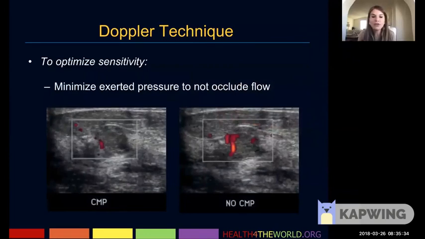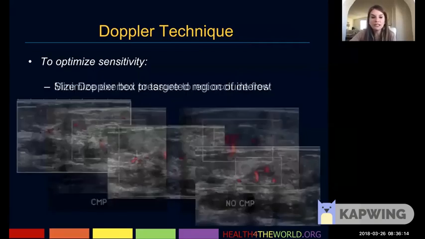We talked about earlier how compression is important to really make sure that posterior acoustic shadowing isn't artifactual. The one comment is if you use a lot of compression, you could occlude flow a little bit. So here's this hypoechoic mass, the image on the left. We're using a lot of compression, and we're barely seeing any vascularity in that lesion. But when we release compression a little bit, we actually see that there's a lot of vascularity within that lesion, as shown on the image on the right. All I've changed between these two images is releasing compression a little bit. So just make sure that you aren't using so much compression that you're occluding flow to the lesions.